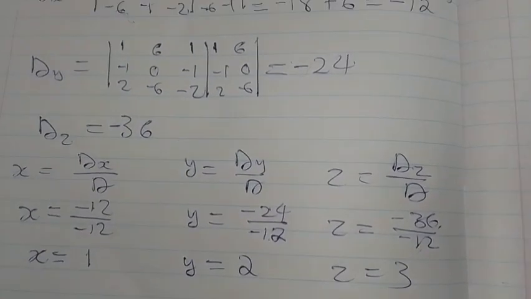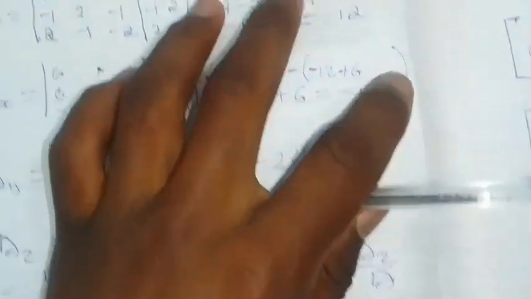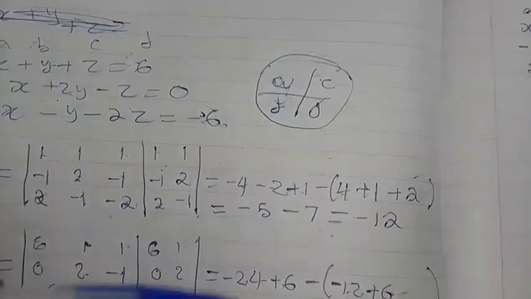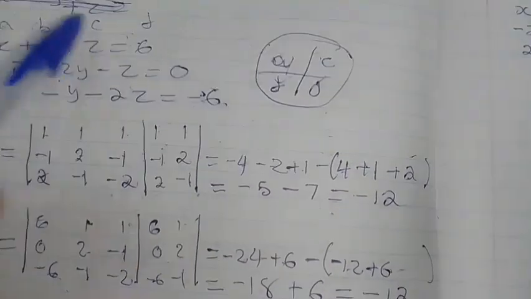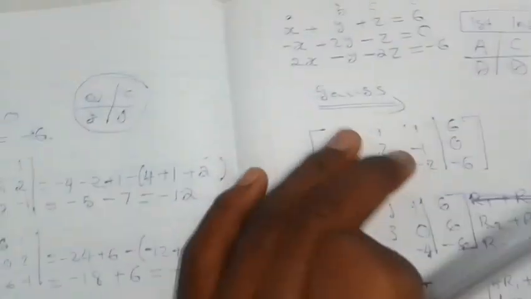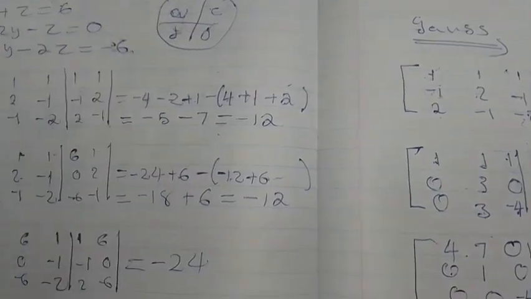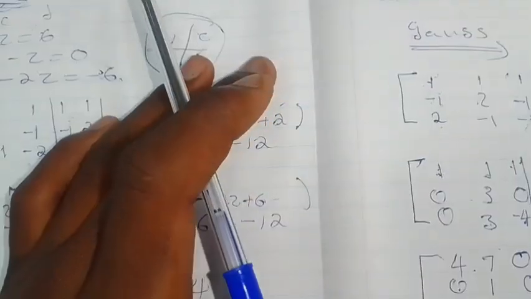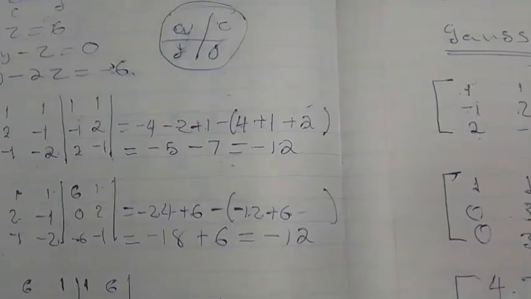So that's how you can evaluate a 3 by 3 determinant, and also a 3-equation linear system using Cramer's rule, and also Gaussian elimination. Don't forget this. Try another equation and see if you can solve it using Cramer's rule and then Gaussian elimination.